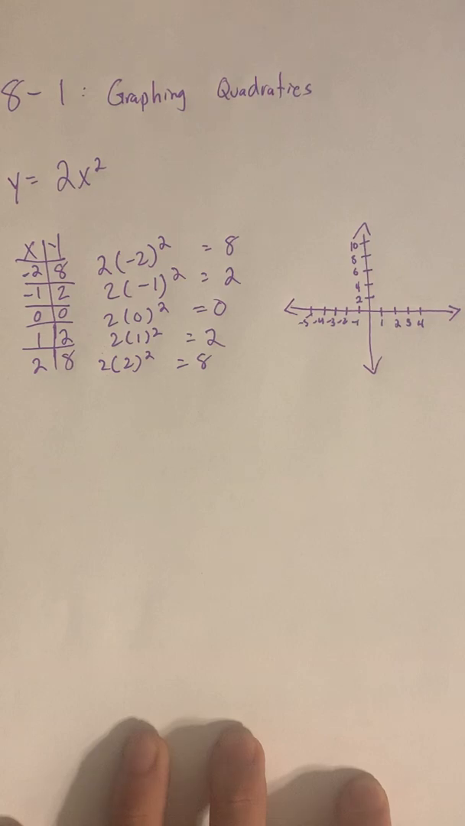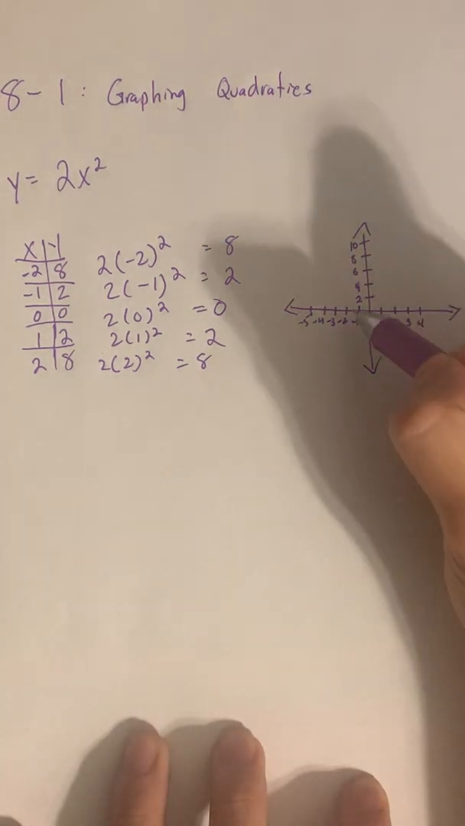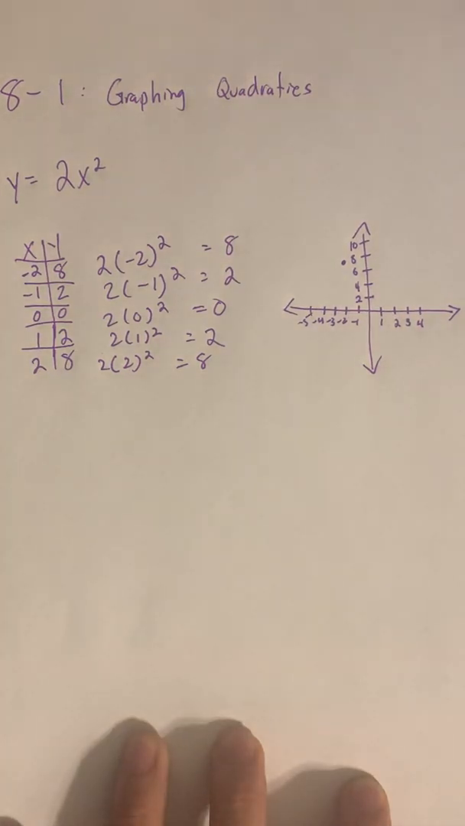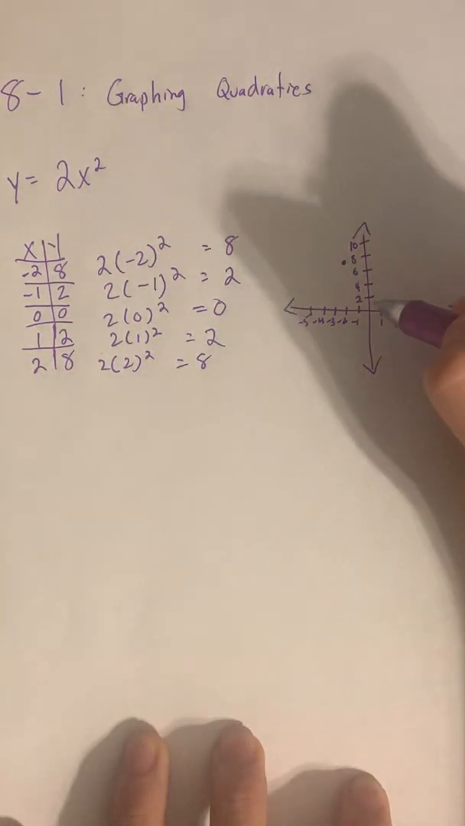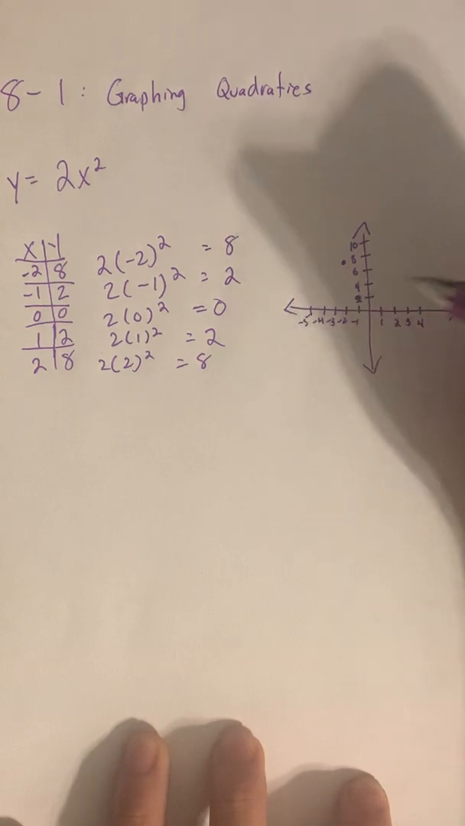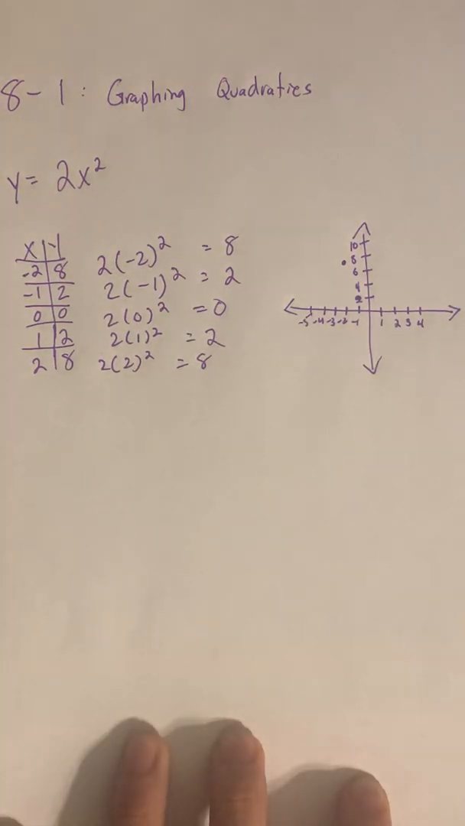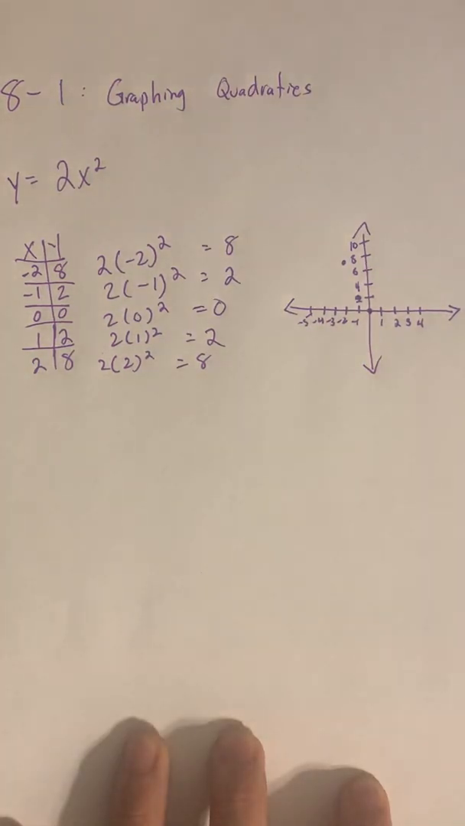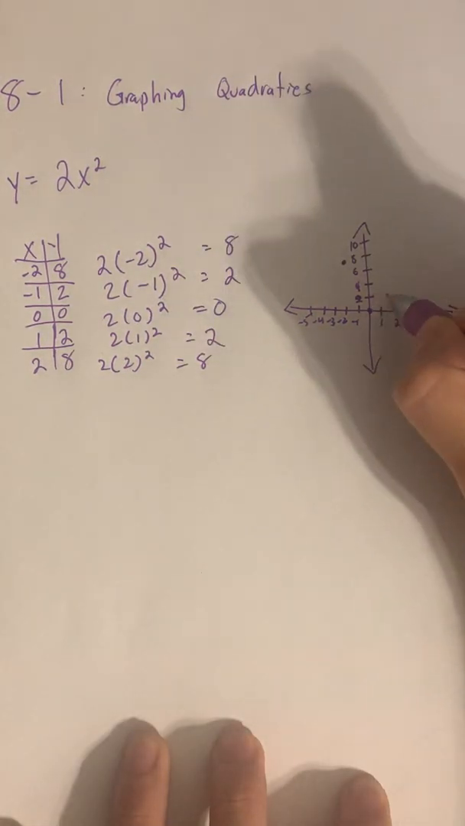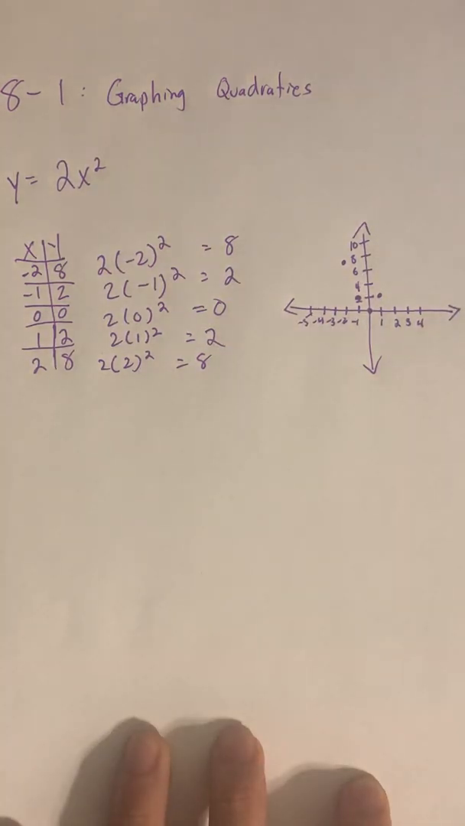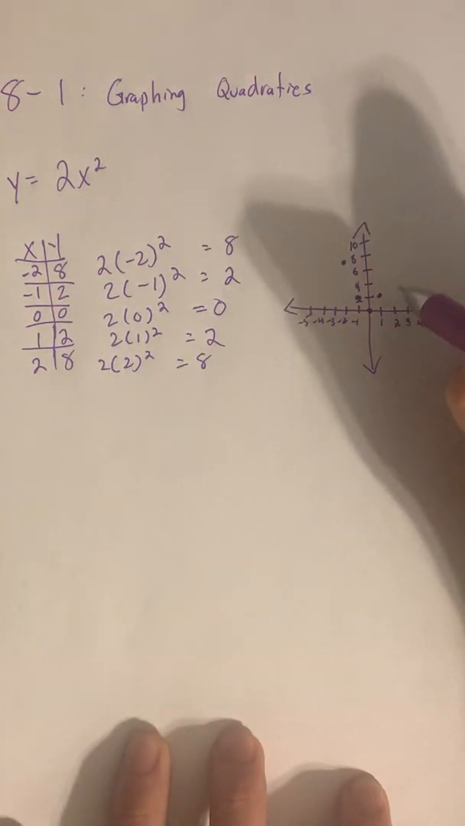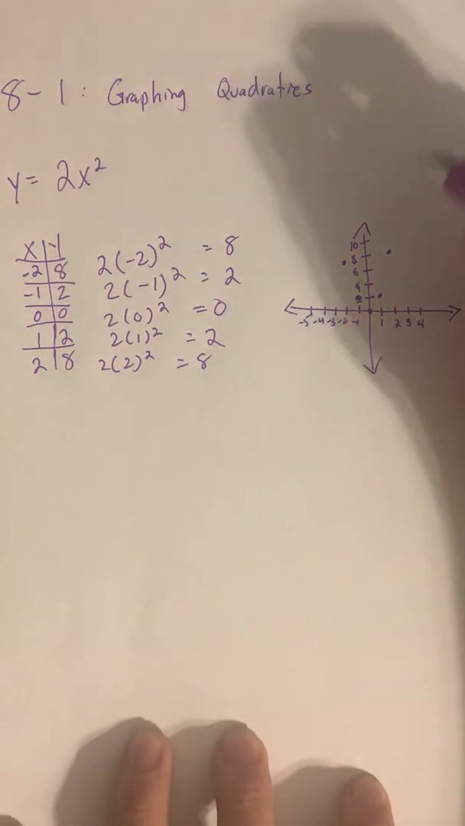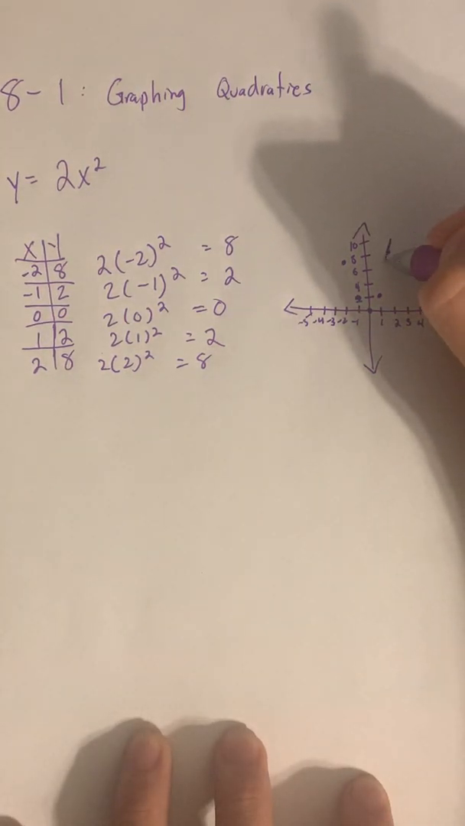So let's plot our first point, -2, 8. -2, 8 is gonna be right here. And then -1, 2. -1, 2 is gonna be right here. And then 0, 0, that's at the origin, right there. 1, 2. 1, 2 is gonna be right here. And then 2, 8. 2, 8 right here. So we connect all the dots. Your graph should look like this.